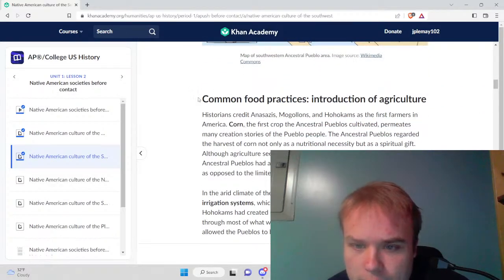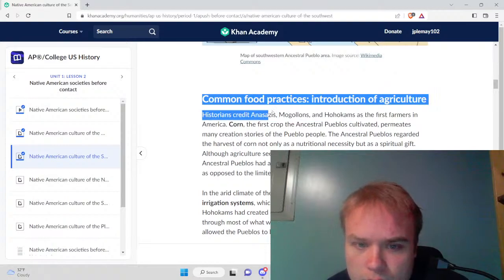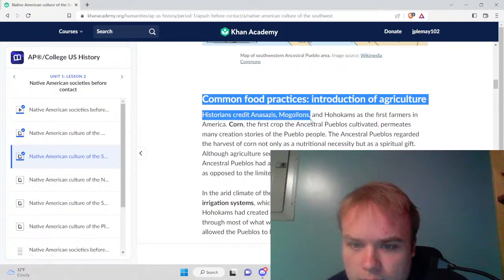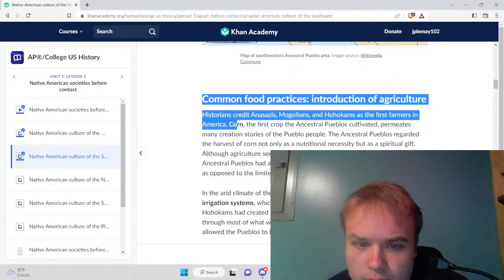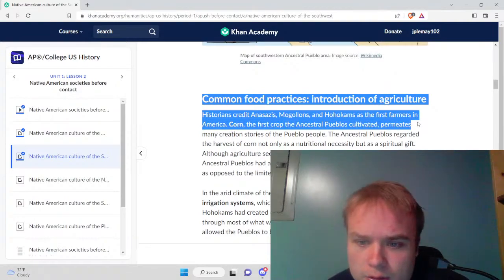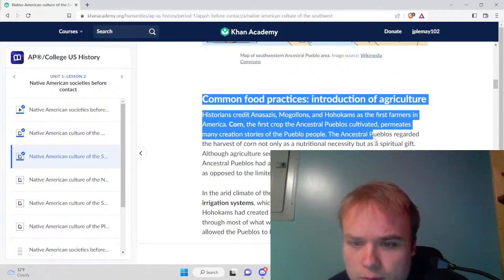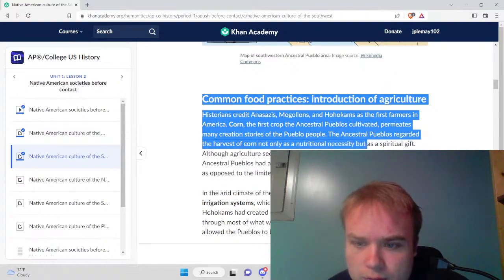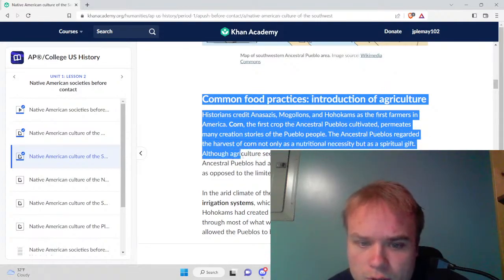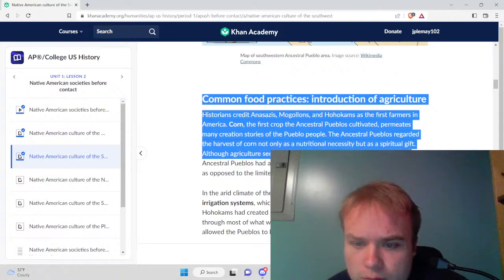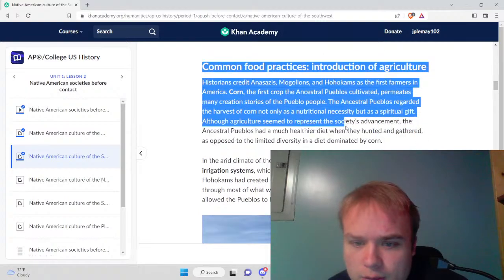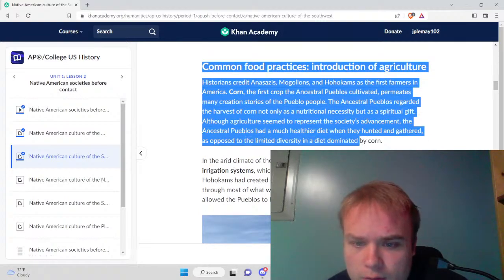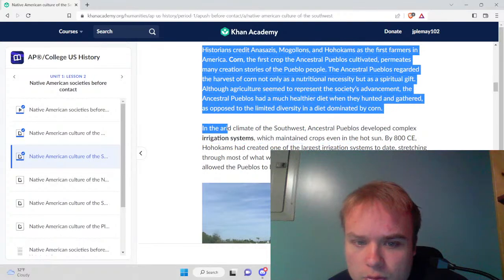Common food practices, introduction, agriculture. Historians credit the Anasazi, Mogollon, and Hohokam as the first farmers in America. Corn, the first crop of the ancestral tribes, permeates many creation stories of the Pueblo people. Ancestral Pueblos regarded harvested corn not only as a physical necessity, but as a spiritual gift. Although agriculture seemed to represent society's advancement, ancestral Pueblos had a much healthier diet when they hunted and gathered, as opposed to the limited diversity in a diet dominated by corn.